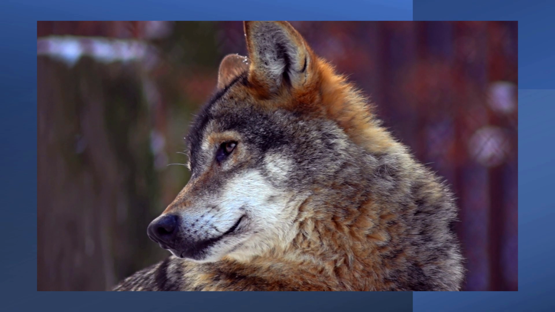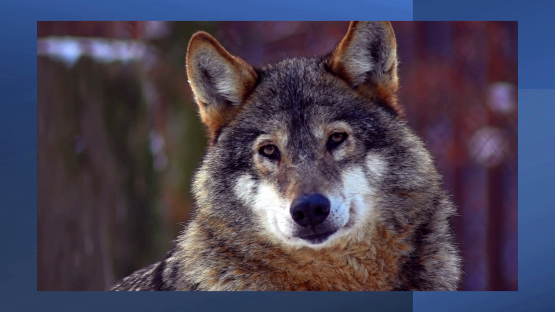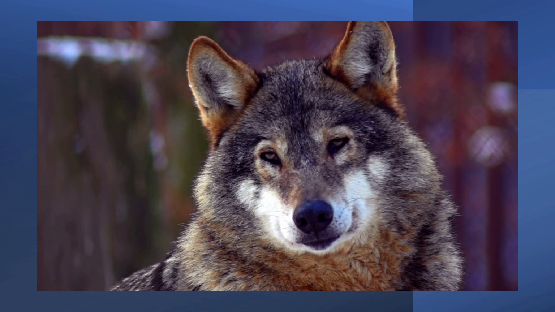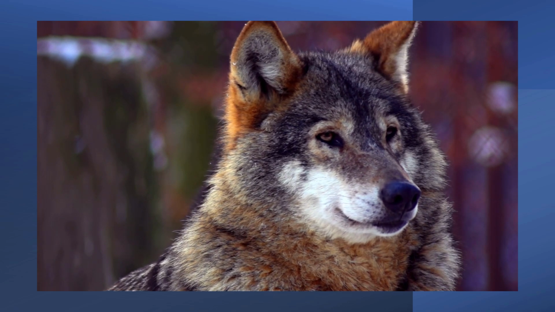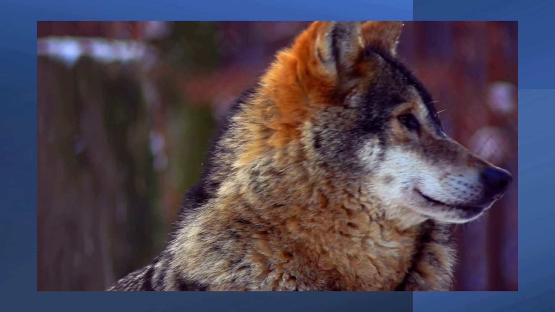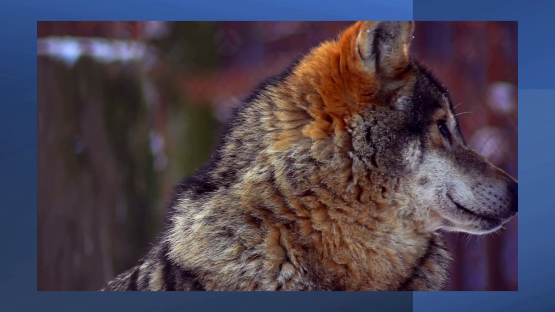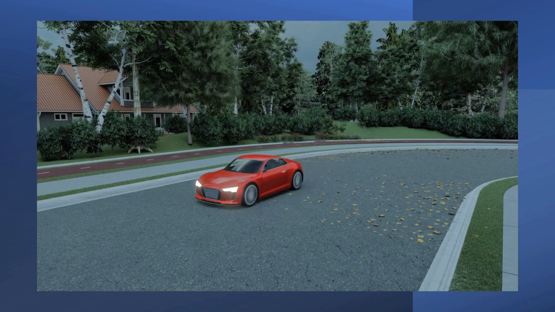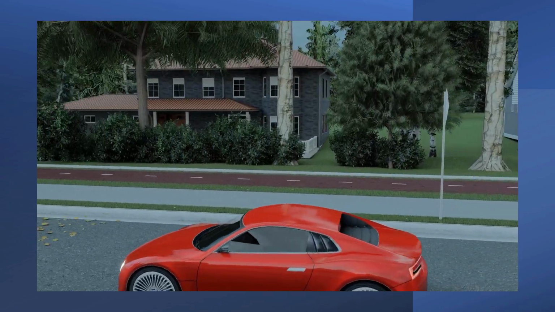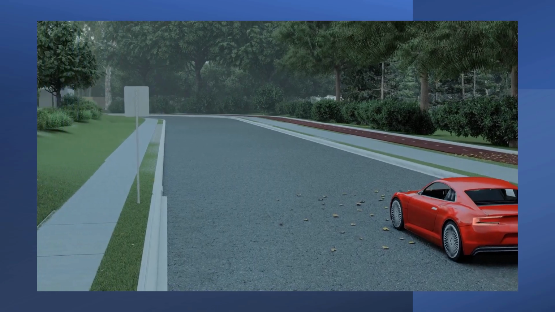Here we have a beautiful wolf. It moves. A wolf eats. It requires energy. Everybody acknowledges that a wolf is a living thing. So what about something like a car? A car moves. It requires petrol and fuel in order to move, so it uses energy. Why do we consider a car is not alive?